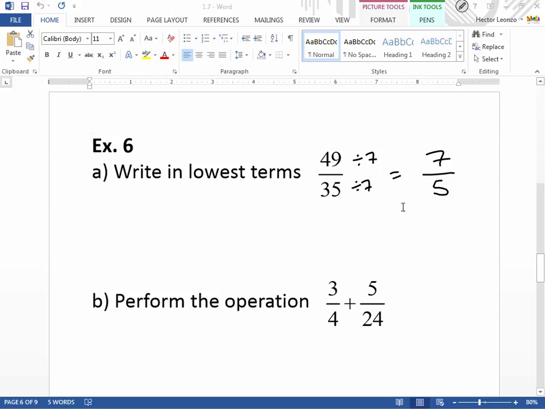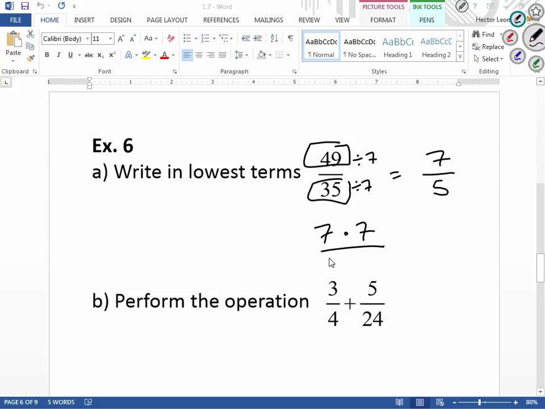Now, another way, because I said there's a couple ways of how to do this, people come and say, look at 49. Think of two numbers that multiply equals 49. So I'm going to go 7 times 7. Then look at 35. Think of two numbers that multiply equals 35, but one of them should be the number on the top. So I'm going to think of 7 times 5. Cancel out those 7s because they're the same thing. So if you notice, I finish with 7 over 5. Whichever way you do, obviously, it's fine.